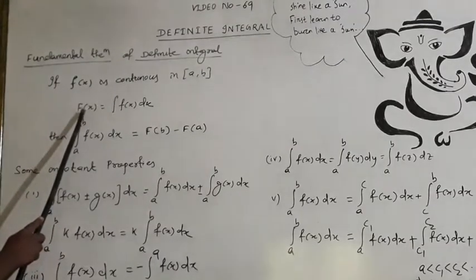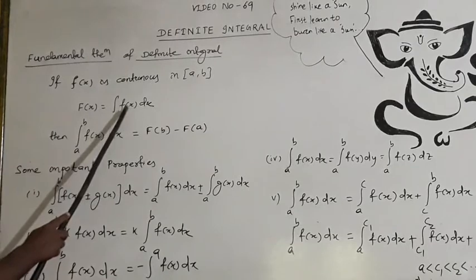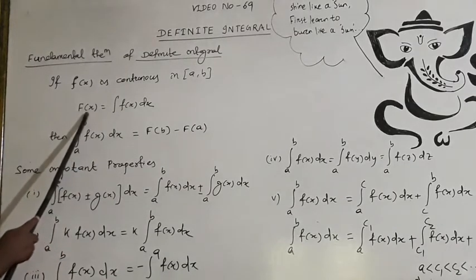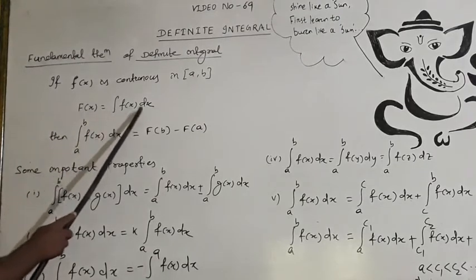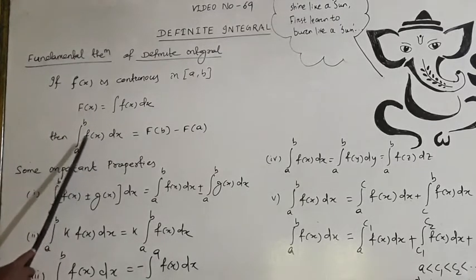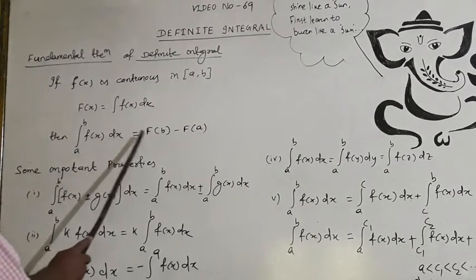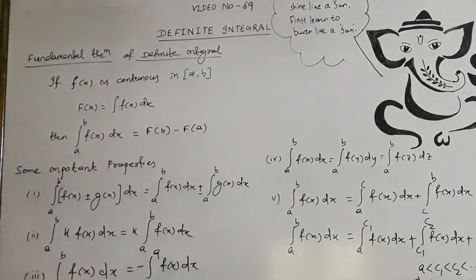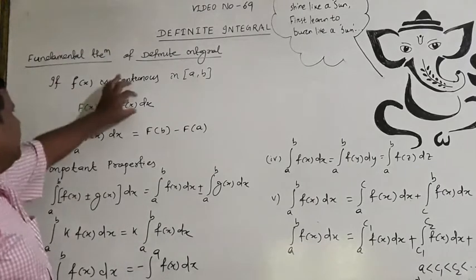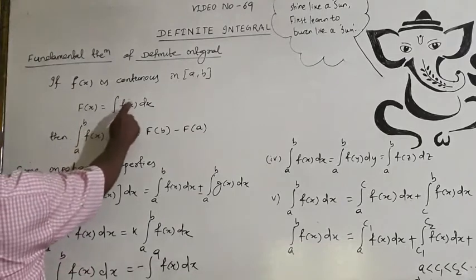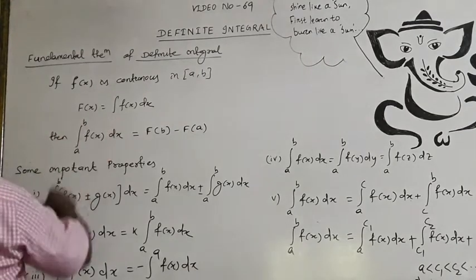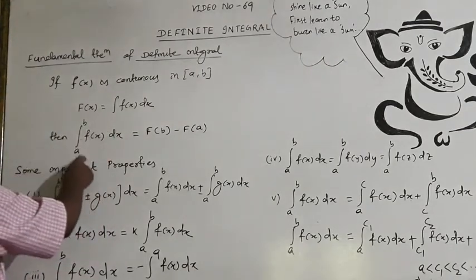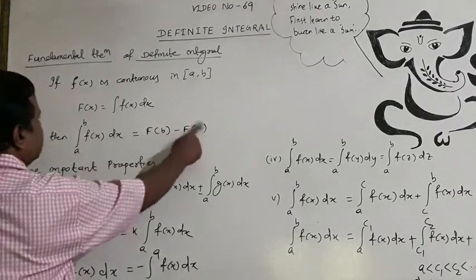And what is the integration of small f(x)? Let us take it as capital F(x). The capital F(x) is the integration of small f(x). Then the integration of f(x) from a to b is nothing but F(b) minus F(a). It is called the definite integral. It is indefinite integral when the integration of f(x) is capital F(x) plus c. Here it is definite, meaning the integral of f(x) dx from a to b is F(b) minus F(a).